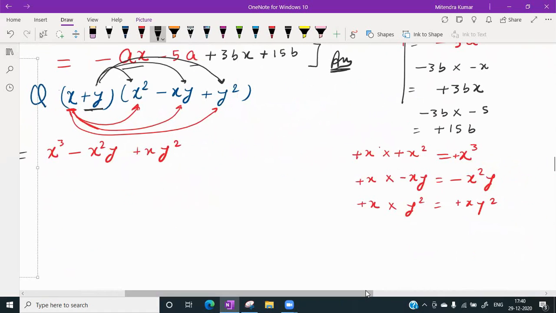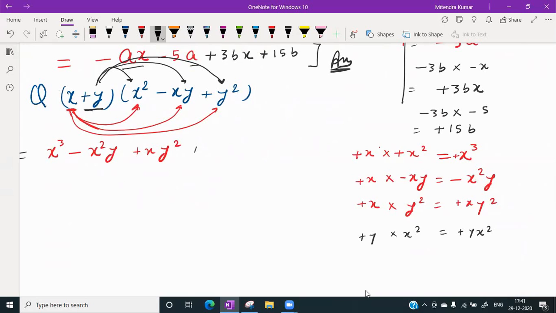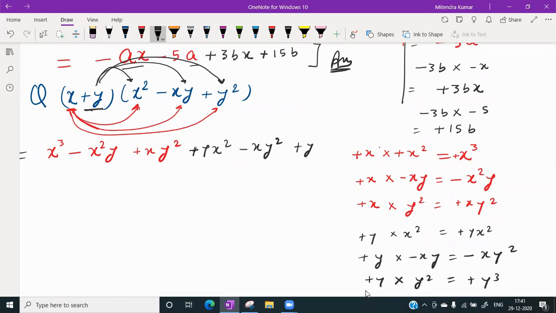Okay, next term, plus y into x square. So it will give plus y x square. Next, y plus y into minus xy. If you multiply this, it will give xy square minus xy square. Third, plus y into y square will give plus y cube.